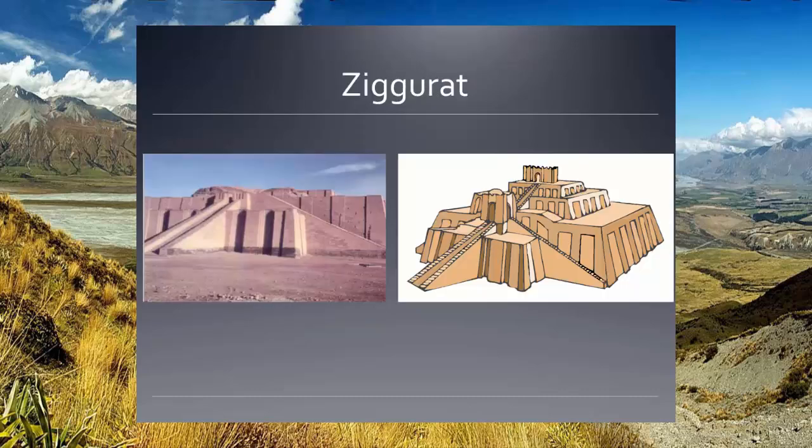This is what a ziggurat looked like. A tall structure that acted as the center of town, as well as the religious center for the city. It's kind of like the city hall.